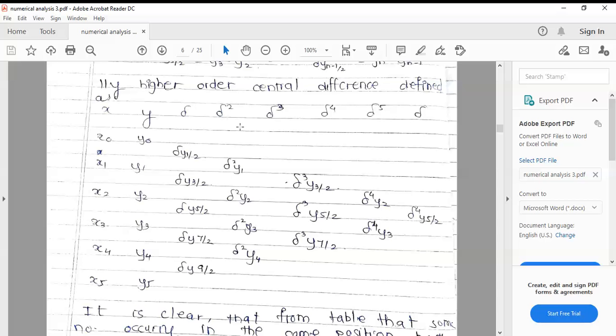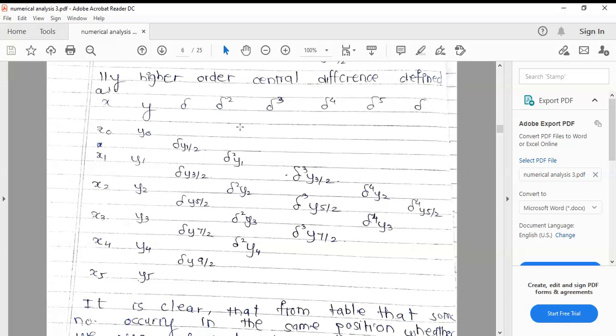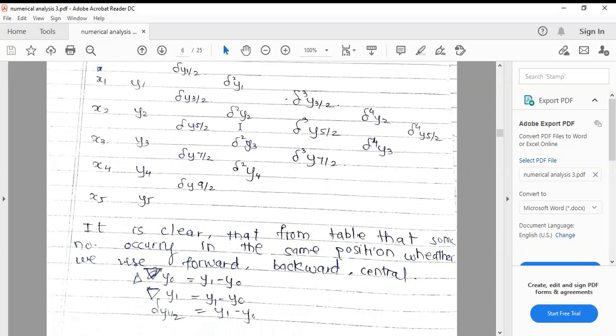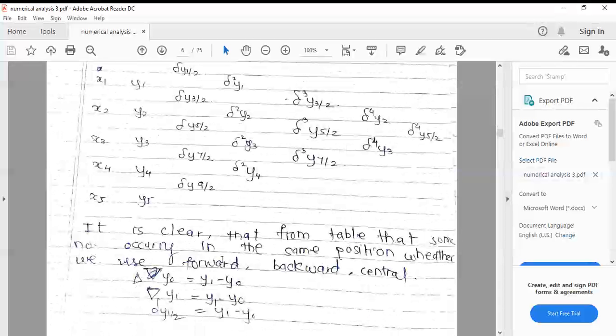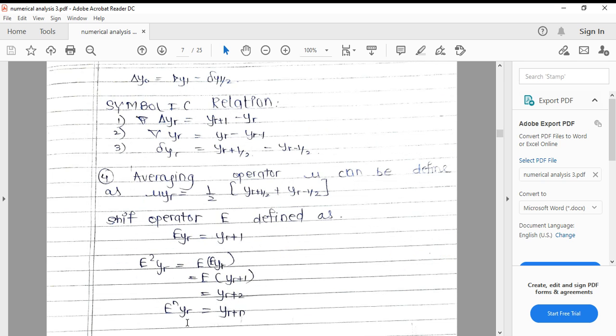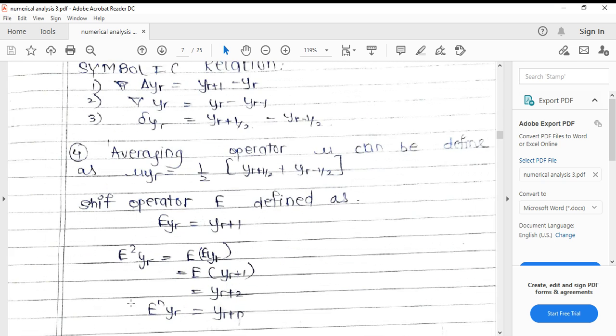Here is a table for our delta values. You can see what I have written. All the values are similar, but here y1 minus y0 is the forward delta y0, and this is the backward delta y1. Here it is y0, here it is y1, as it is backward, so we are finding the value with the help of the back values. Delta y half will again be y1 minus y0, because half plus half will be 1 and half minus half will be 0 in the suffix. So this is the symbolic relation.